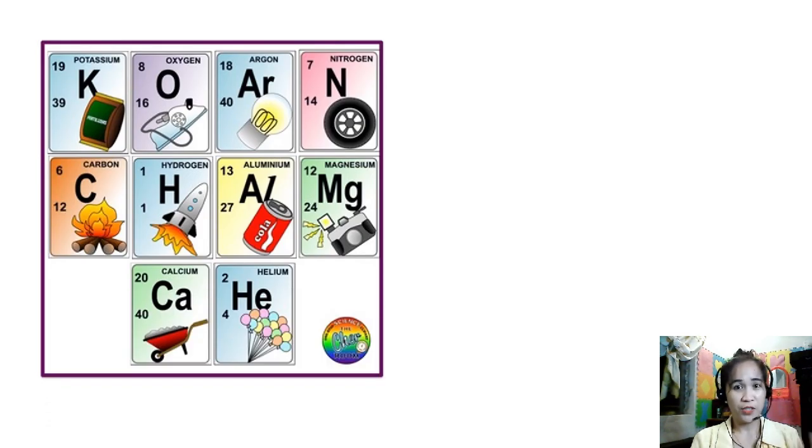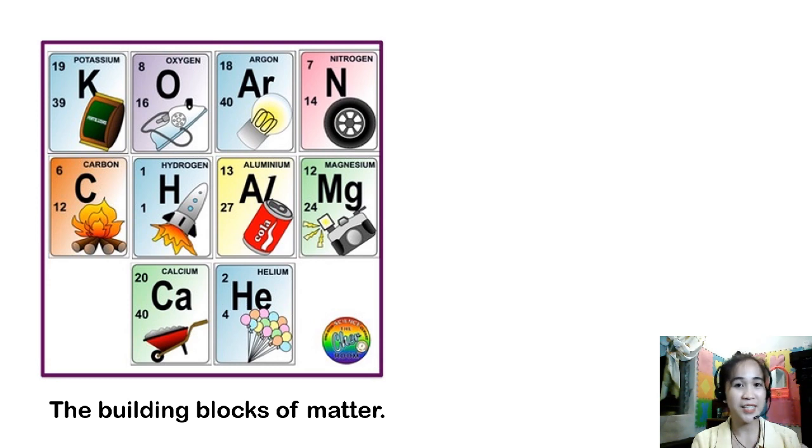So, if you could still remember, in grade 7, you learned about the periodic table. Now, the elements, which are the building blocks of matter, are listed in that table, of course. And in our module 2, you learned that atoms that make up these elements are identified by their atomic number.